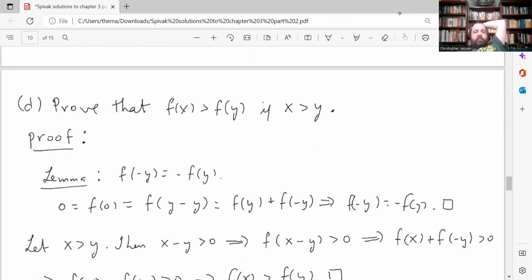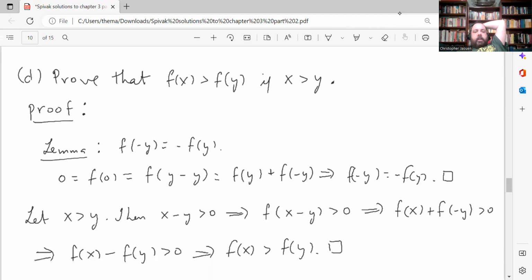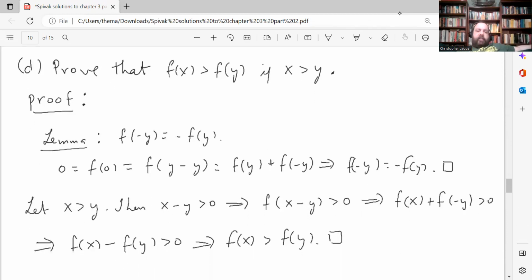All right, part D, prove that f of x is greater than f of y if x is greater than y. Here I needed to have this little lemma first. So f of negative y equals negative f of y, and I'm proving that down here. So 0 is f of 0, which is the same thing as f of y minus y, which is the same thing as f of y plus f of minus y. And then if you subtract f of y from both sides, you see that f of negative y is negative f of y.